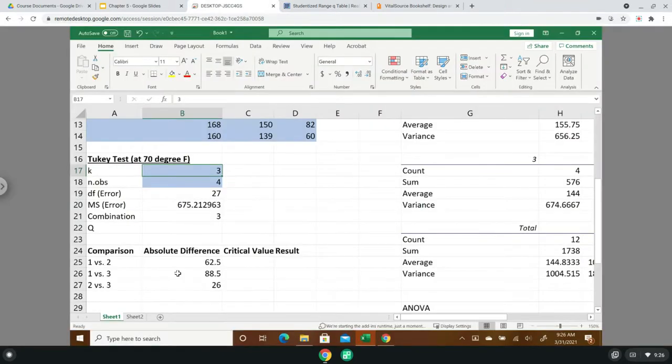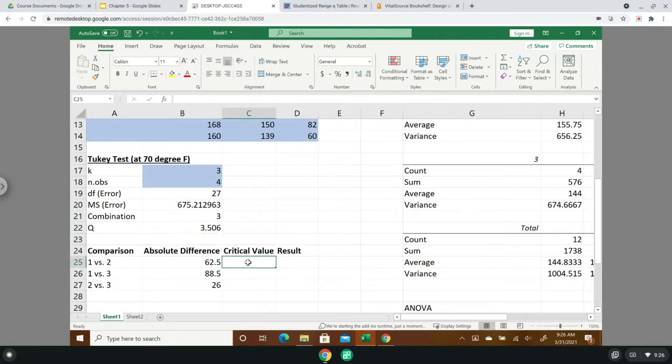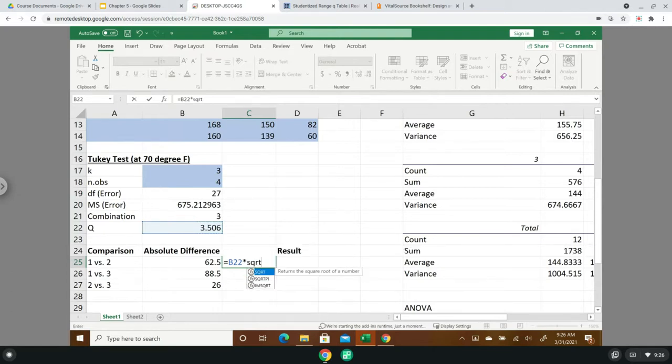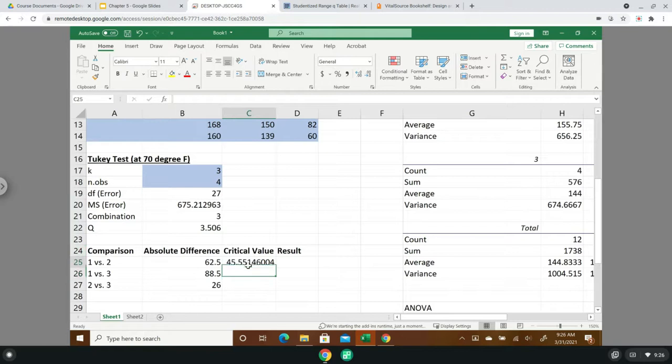So I'm going to type that, 3.506. Okay. And now how do we find the critical value from that? It is basically equal to Q times square root of mean square error divided by, I believe, the number of observations. So that's 4, and that gives us 40.55.